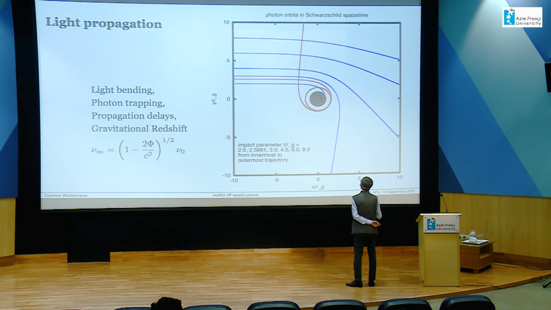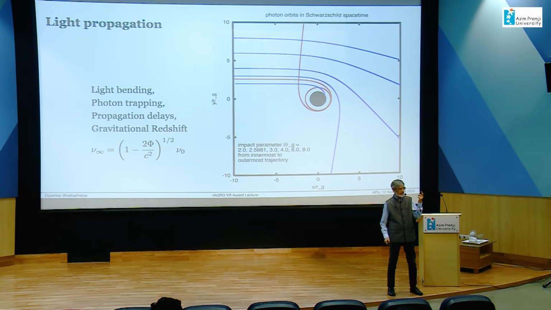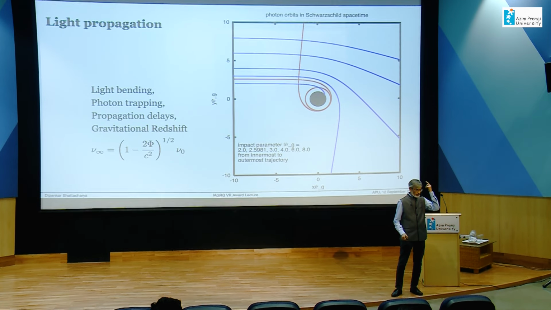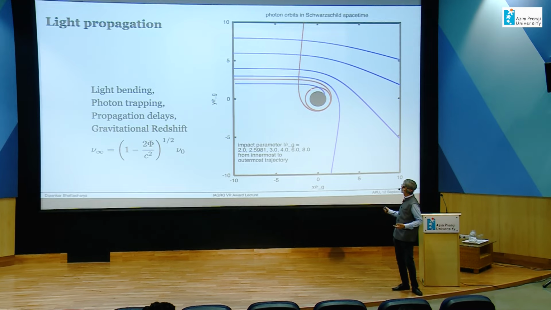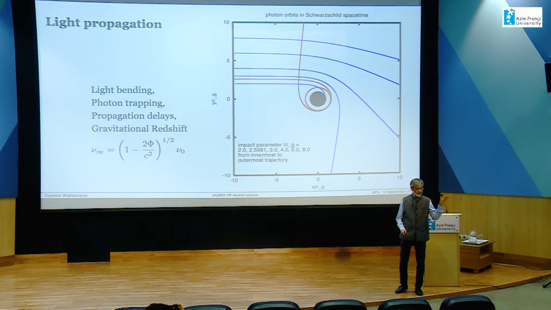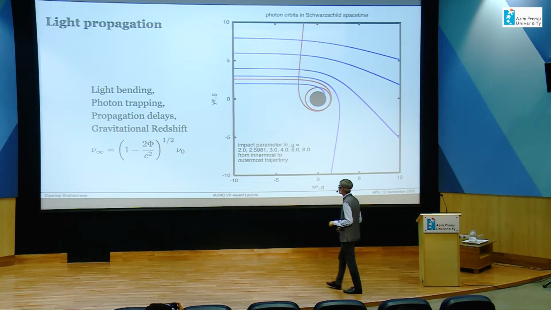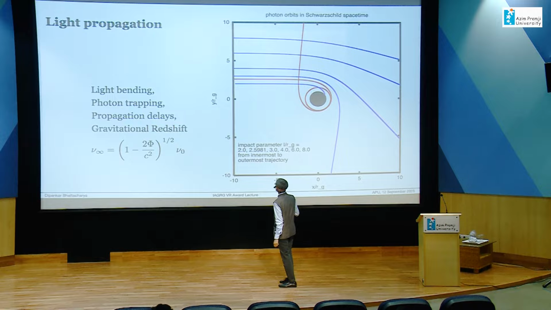So, we saw one critical radius at 3 times the horizon radius, the innermost stable circular orbit, one critical radius at 2 times, which is the marginally bound orbit, and this is at 1.5 times the horizon radius. So this is what can happen.